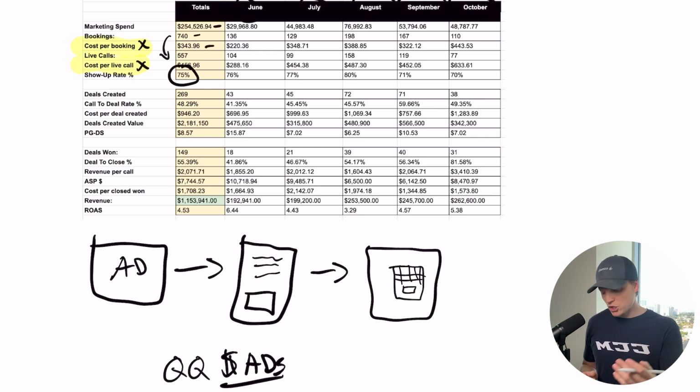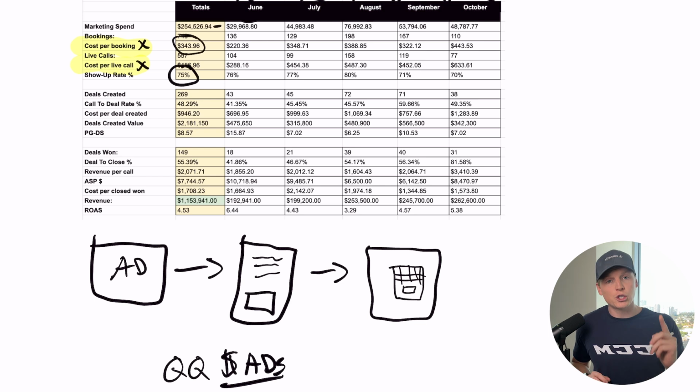Okay, now, yes, that is going to absolutely bring up your cost per booking here, right? So your cost per booking is going to go up when you do this, but it's good. This is what's called good friction. You don't want too low of a cost of booking, because then you're going to have a lot of unqualified people filling up the calendars of your sales team, which is bad. You do not want that.